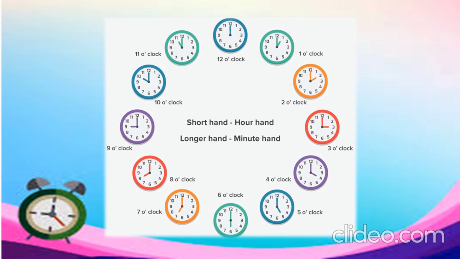See here, in the first one, the long hand and short hand are both pointing towards 12. That means it is 12 o'clock. Here, the short hand is pointing towards 1 and the long hand is pointing towards 12. It is 1 o'clock. Here, the short hand is pointing towards 2 and the long hand is pointing towards 12. It is 2 o'clock, 3 o'clock, 4 o'clock, 5 o'clock. Like that, it is 11 o'clock.